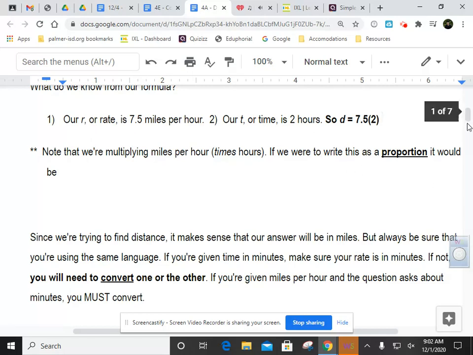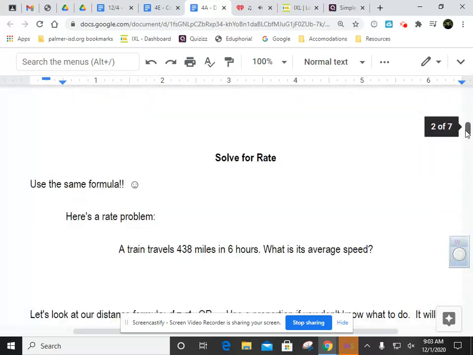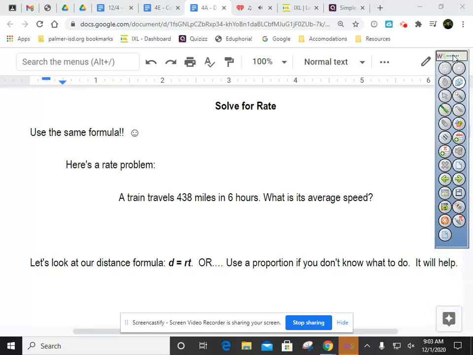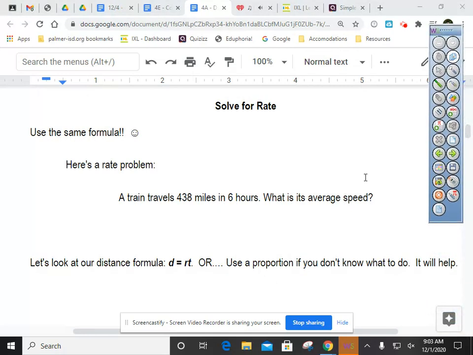So we're going to turn to the second page and start there. I don't think we got there yesterday, did we? Okay, so we're going to solve for rate. Yesterday we solved for distance, now we're going to solve for rate. It says use the same formula.